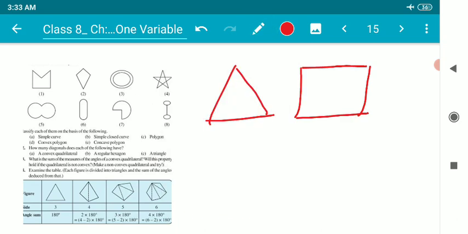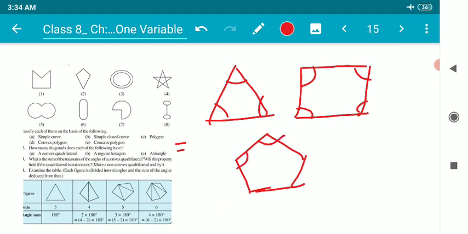Now here we are going to understand something new. I drew one triangle over here, and a triangle and a quadrilateral. Let me draw one pentagon also, a five-sided polygon. All of them have what? Interior angles. These are all interior angles.